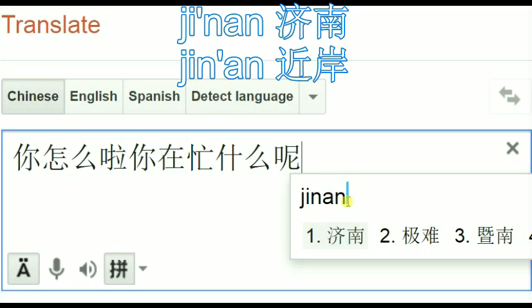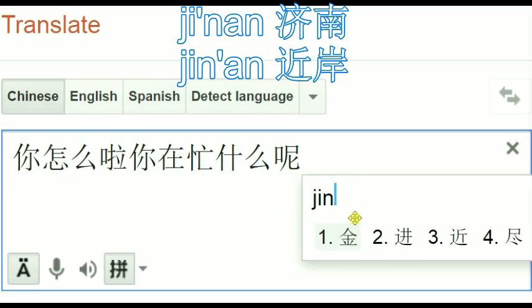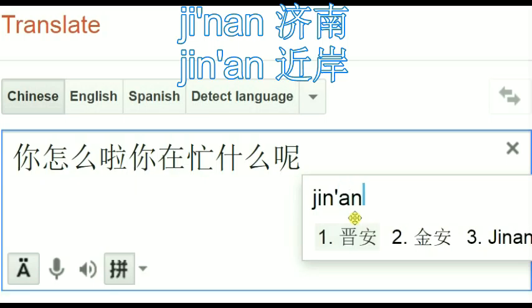One way to tell the difference is to add an apostrophe. For example, if I want to find J-I-N-A-N, not the first one. The first one is Jinan, which is the capital of Shandong province. So if I want to find Jing'an, I type J-I-N with an apostrophe, then A-N. Now you can see it's totally different. So the apostrophe separates confusing characters. That's very important to know, okay?